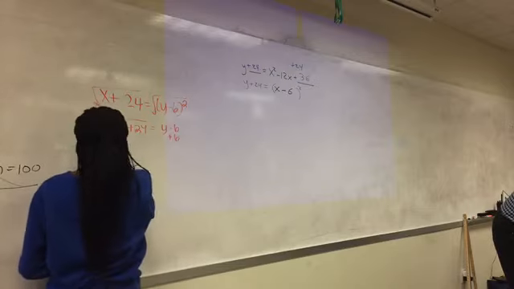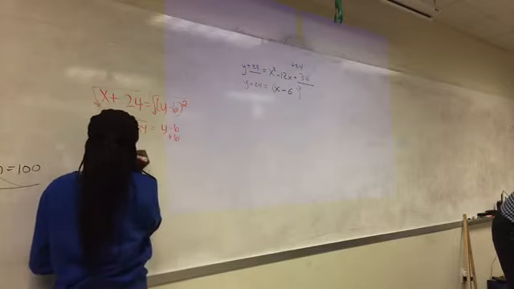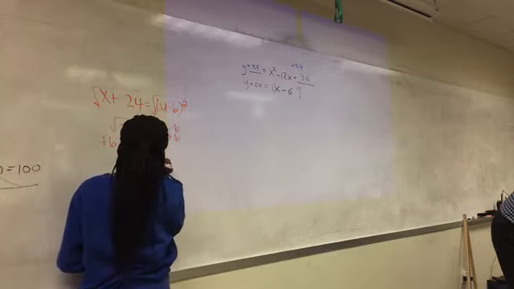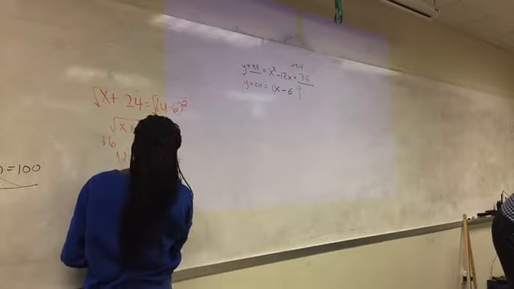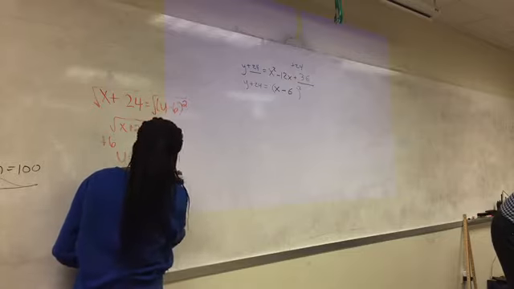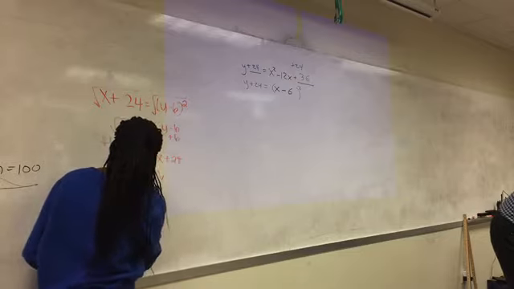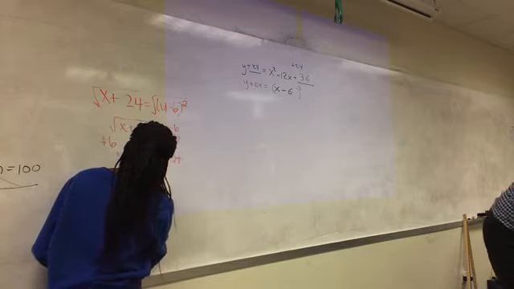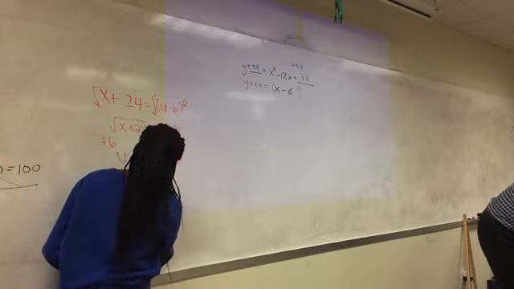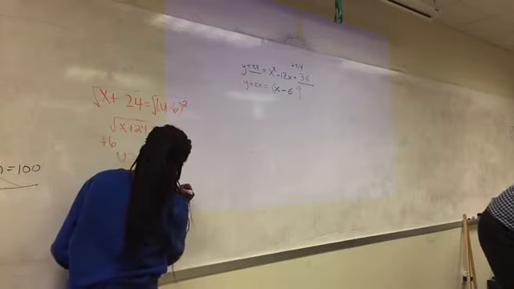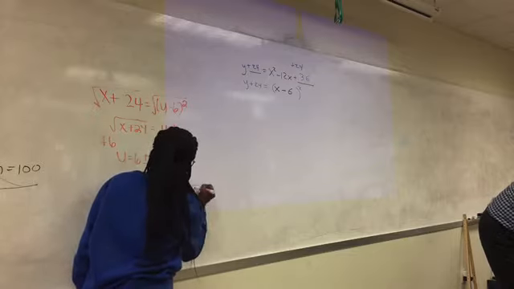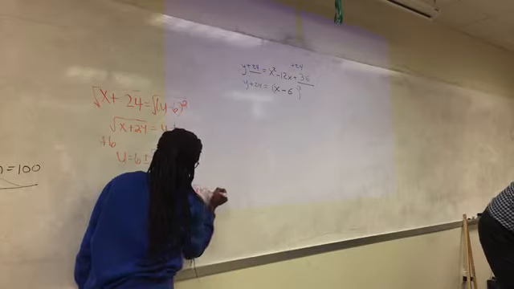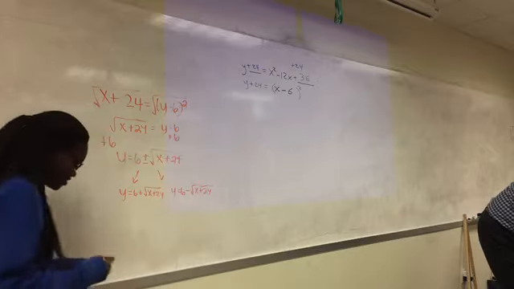Plus 6, plus 6, y equals 6 plus or minus the square root of x plus 24, and then you split those into two equations again. So y equals 6 plus the square root of x plus 24, and it also equals y equals 6 minus the square root of x plus 24. There we go.